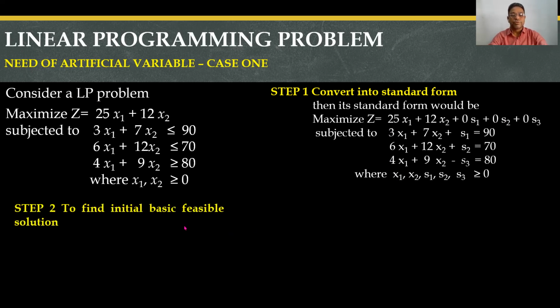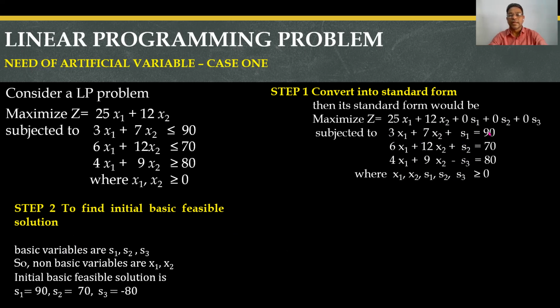Next, what will we do? We'll find the initial basic feasible solution. For finding the initial basic feasible solution, we need to find the basic variables. So we can identify s1, s2, and s3 as the basic variables from the first three equations, and x1, x2 are the non-basic variables. So if you put x1 and x2 equal to 0, we will get s1 = 90, s2 = 70 and s3 = -80 as the initial basic feasible solution.